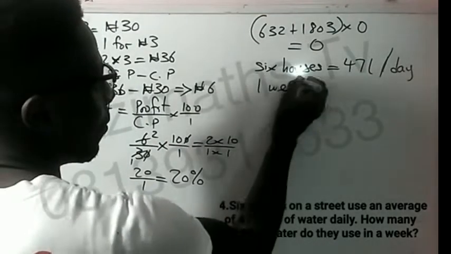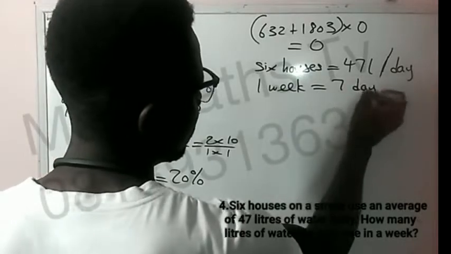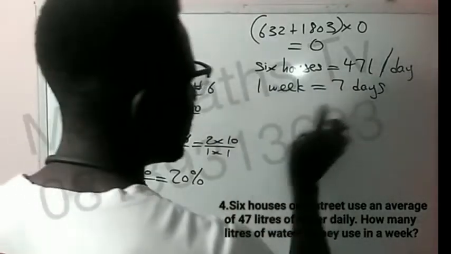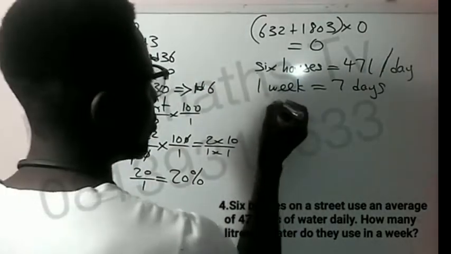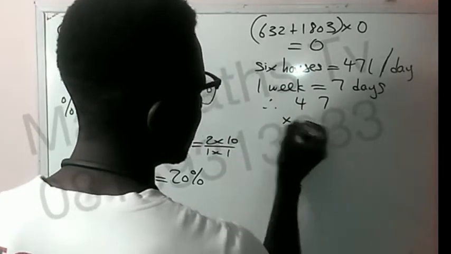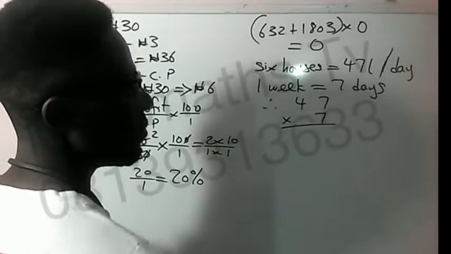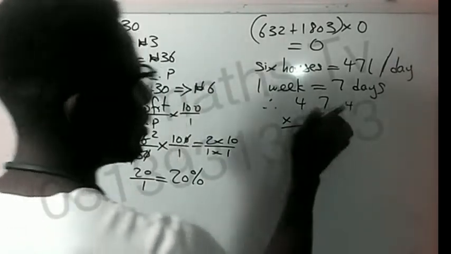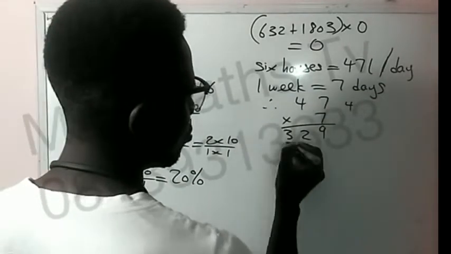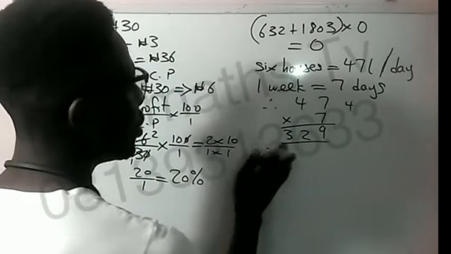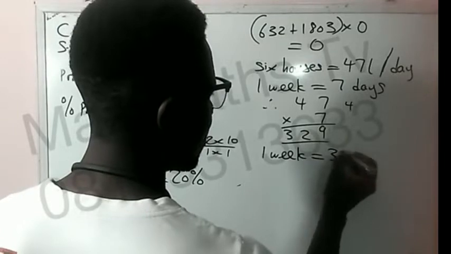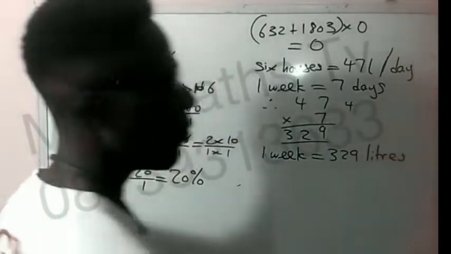You know that one week is made up of 7 days. So if they use 47 liters per day, in a week they will use 47 times 7. 7 times 7 is 49. You have 9 and keep 4. 7 times 4 is 28. 28 plus 4 will give you 32. So in a week, the 6 houses use 329 liters of water.